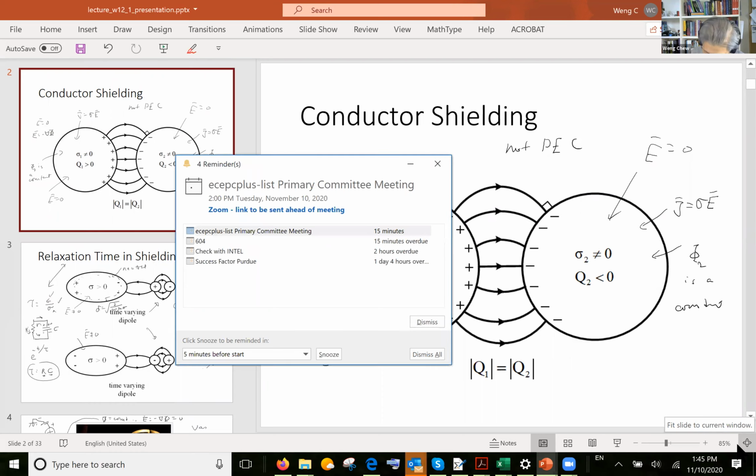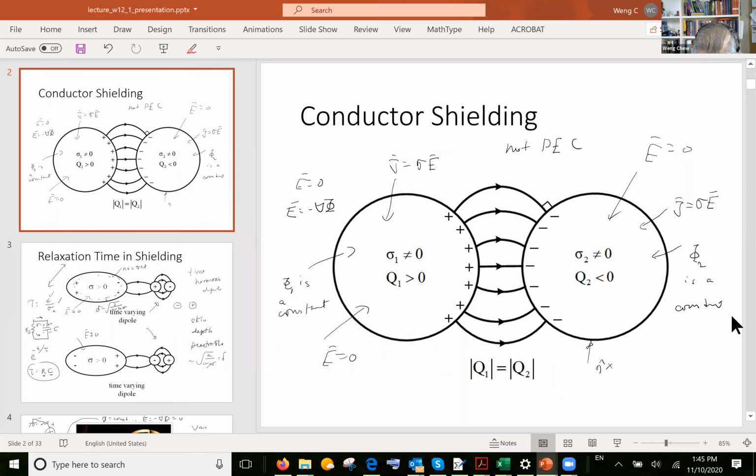at this surface. Even though it's not a perfect conductor, N cross E has to be 0. Does anybody know why? Why is N cross E 0 on the conductive surface, even though it is not a perfect conductor? Can anybody say something?